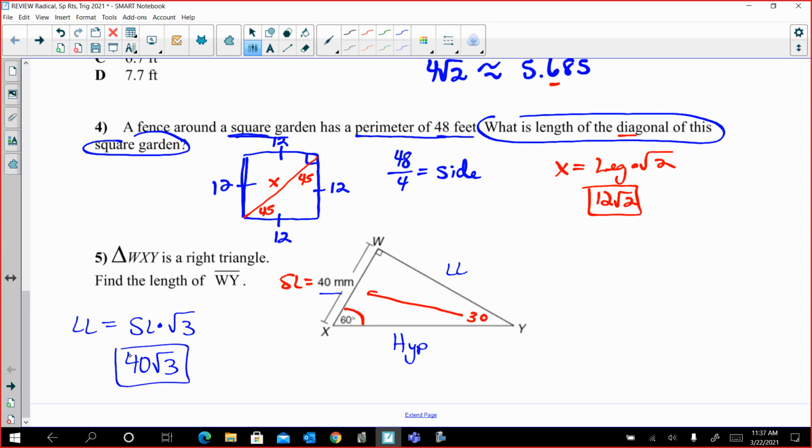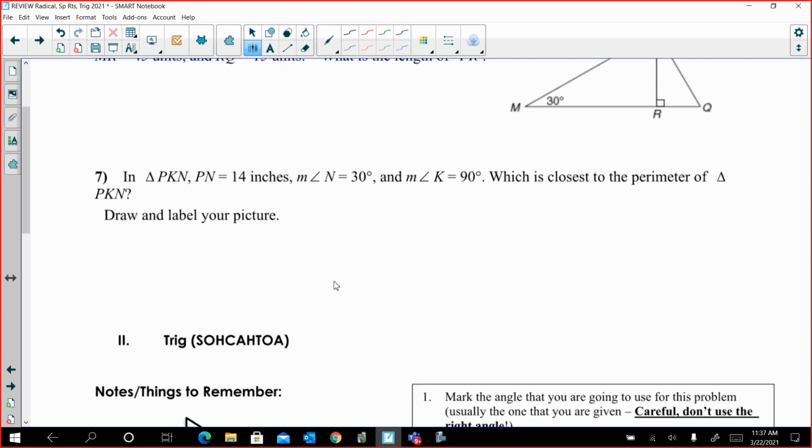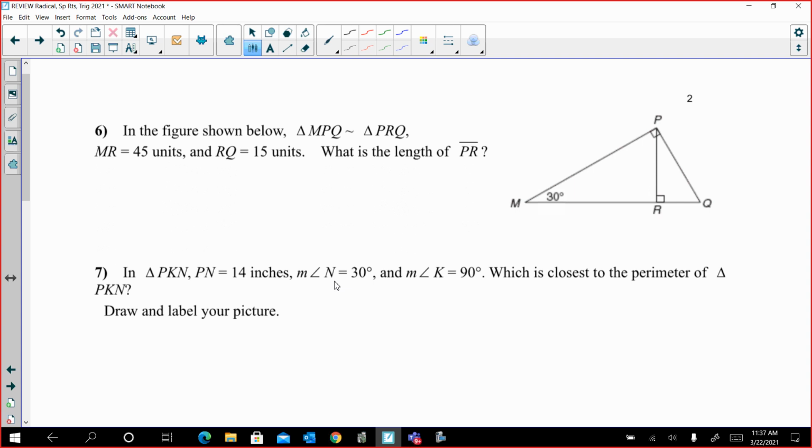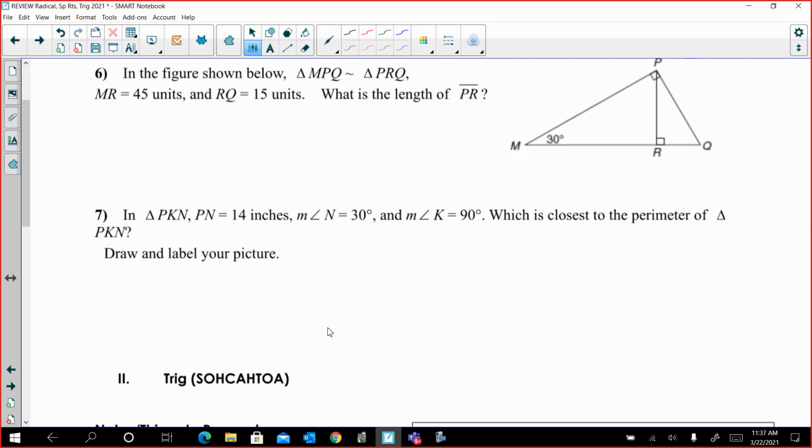Oh, shoot. I just realized I didn't do something. I know the diagram is missing on the next page. So 6 with the diagram, 7 without. So 6 and 7 I'm going to leave for you to do. I'm going to talk about section 2.